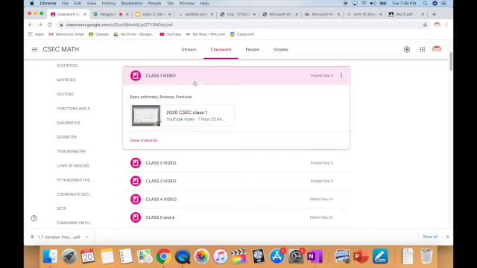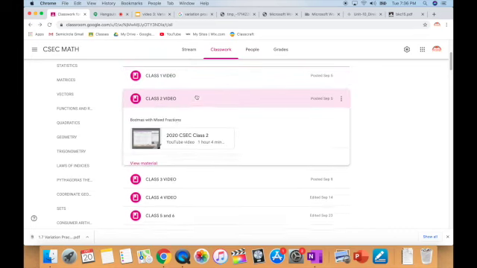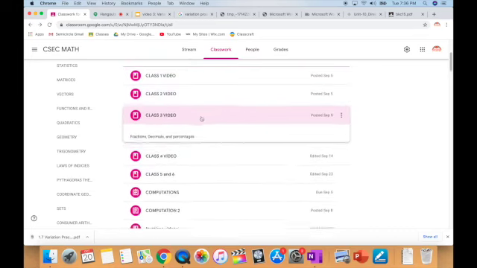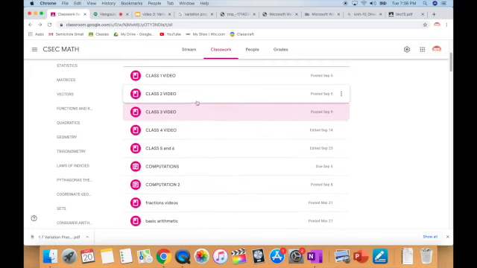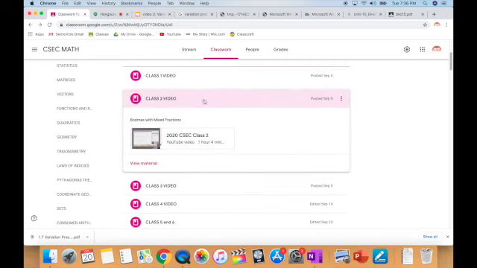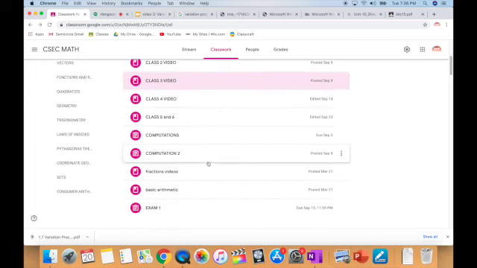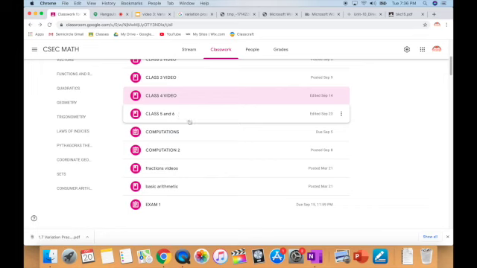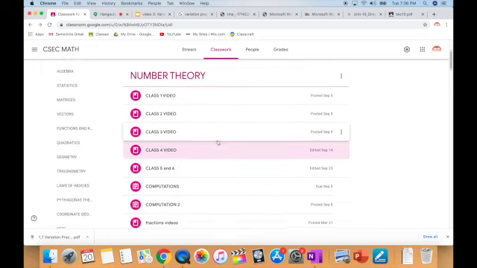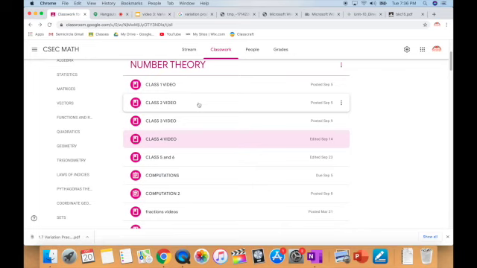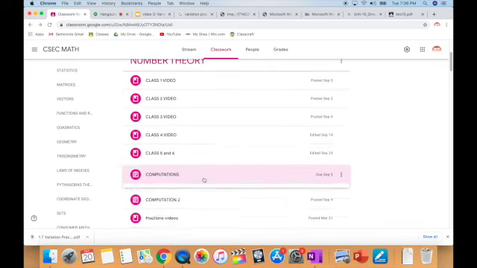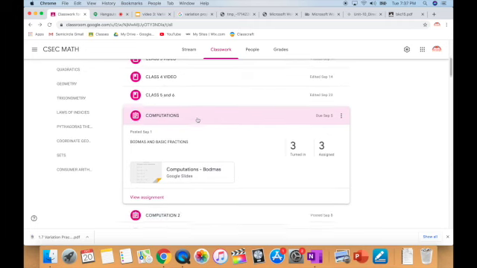BODMAS and fractions, I see here I did in the first class. The second class, BODMAS with mixed fractions. The third class, fractions, decimal. So computations 1 would probably be in class 2 or class 3, and then computations 2 would probably be in either class 3 or class 4 as we go along. You understand? Yeah. So, well, I want to look at class 1, so don't touch it. No, that's fine. But if you look into class 2, you will see the corrections for computations 1. You should see the corrections there, right?